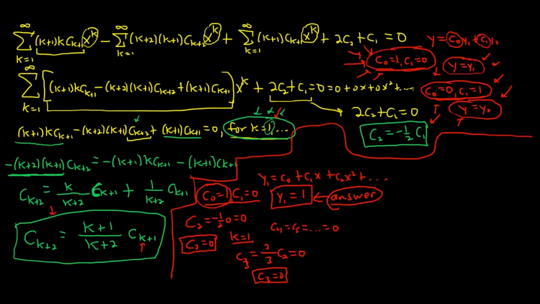Okay, so now we are going to attempt to find y2. So to find y2, I'm going to go to a different color. Let me see if this one's okay. Yeah, it's pretty good. Let's go with blue. We're going to use the other condition, this one here, which I've circled in blue in the top right of the screen. So C0 equals 0, C1 equals 1. Okay, so now we're going to find C2. So C2 is negative 1/2 C1. Okay, C2 is going to be negative 1/2 C1.